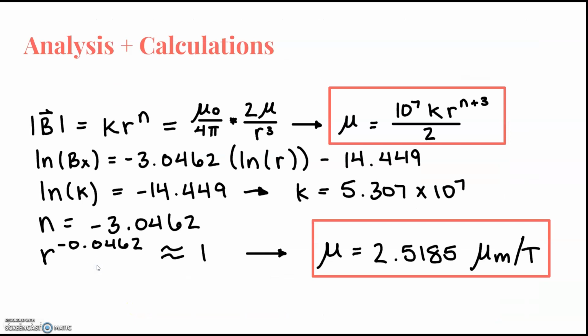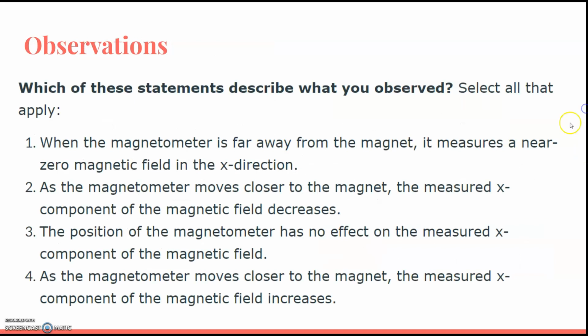So into some more nitty-gritty analysis and calculations. This is essentially just an algebraic breakdown of what happened. Essentially, we're trying to find this mu. So you have to find a symbolic equation for it. And then you can use that formula given by the plot to obtain a value for mu, as long as we assume that r is equal to 1, because this is pretty much equal to 1. So we get that mu equals 2.5185, and that's going to be used later on in the computational model.